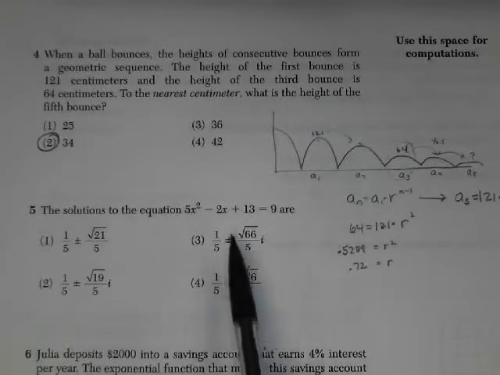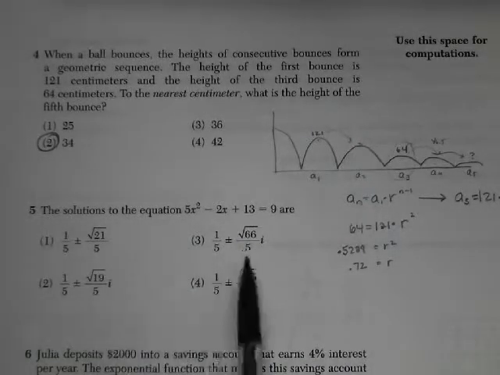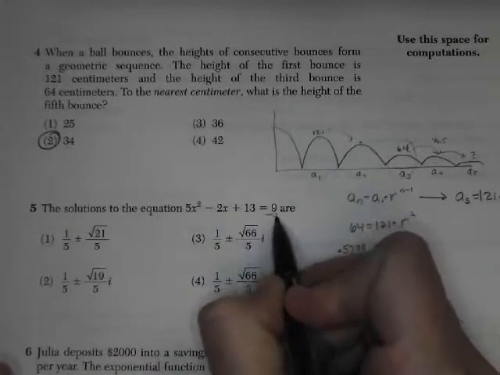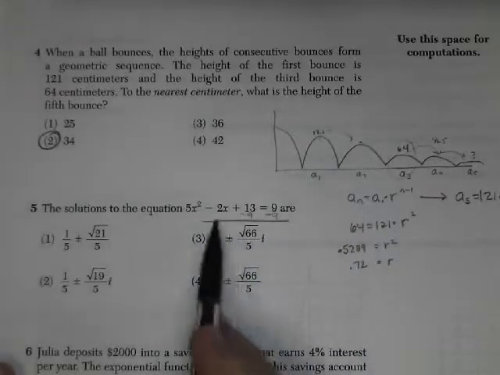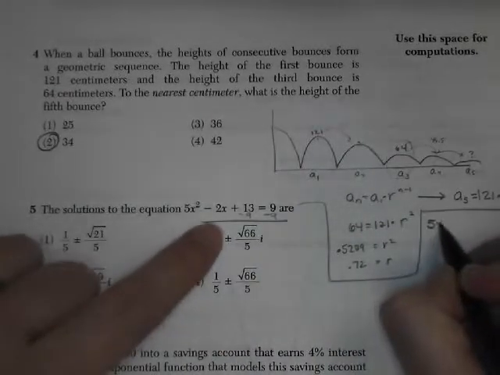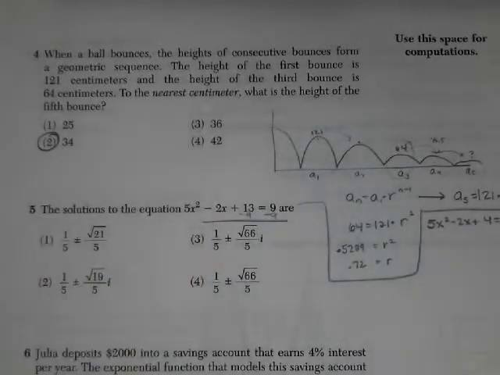Okay, number 5 is just, hey, I'm a quadratic, solve it. And it looks like there is an imaginary possibility, so they might also be testing that, but we can't solve a quadratic until we get it equal to 0. So you subtract your 9 over. That'll give us 5x squared minus 2x plus 4 equals 0.